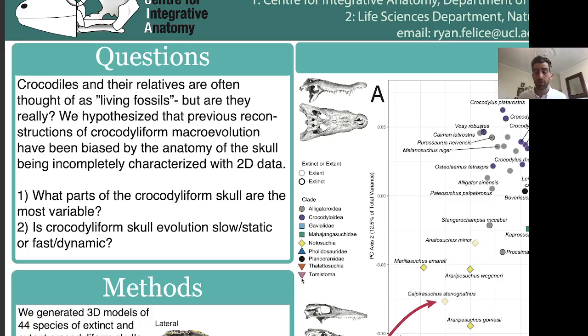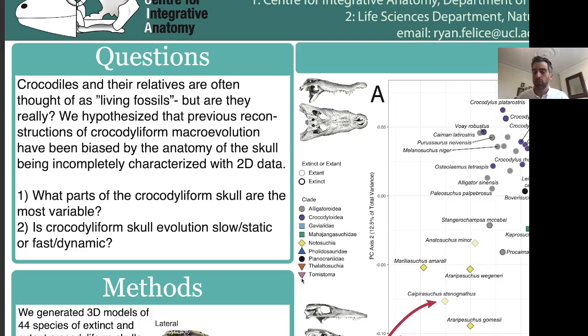Largely, essentially all forms today are semi-aquatic generalist predators. But that wasn't always the case. There was lots of ecological and morphological variation in this clade, especially in the Mesozoic.